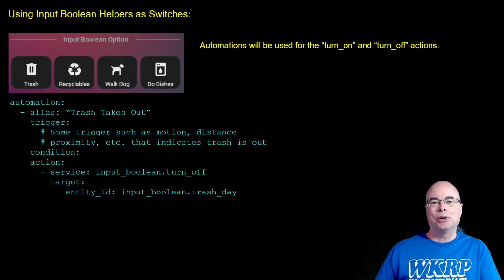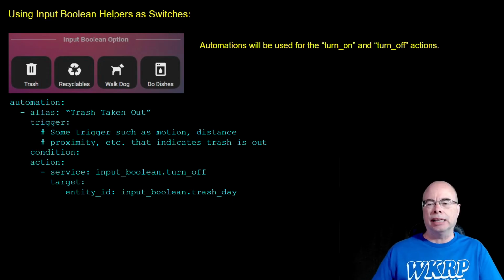So you could have some kind of trigger, whether that be a motion sensor, distance sensor, some kind of door or window sensor on the lid of the trash can, whatever you can come up with to indicate that the trash has actually been taken out. We can trigger off of that and then call the action to simply turn that input boolean back off again.